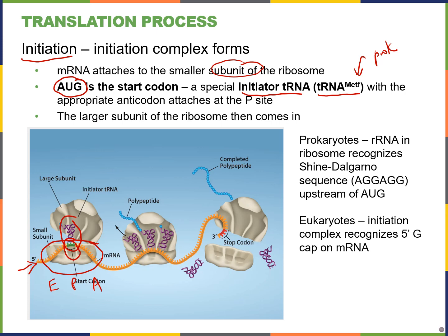And then, now that we have everything down, the large subunit of the ribosome can come in and cap everything off. So if I look at differences between prokaryotes and eukaryotes, for initiation in prokaryotes, the ribosomal RNA in the ribosome will recognize a specific sequence right before the start codon, known as the Shine-Dalgarno sequence. That will be upstream, to the left in this picture, of the AUG site. So this is for prokaryotes. In eukaryotes, the initiation complex recognizes the 5' G cap on the messenger RNA, and that's where it binds and looks for the first AUG, or first start codon.